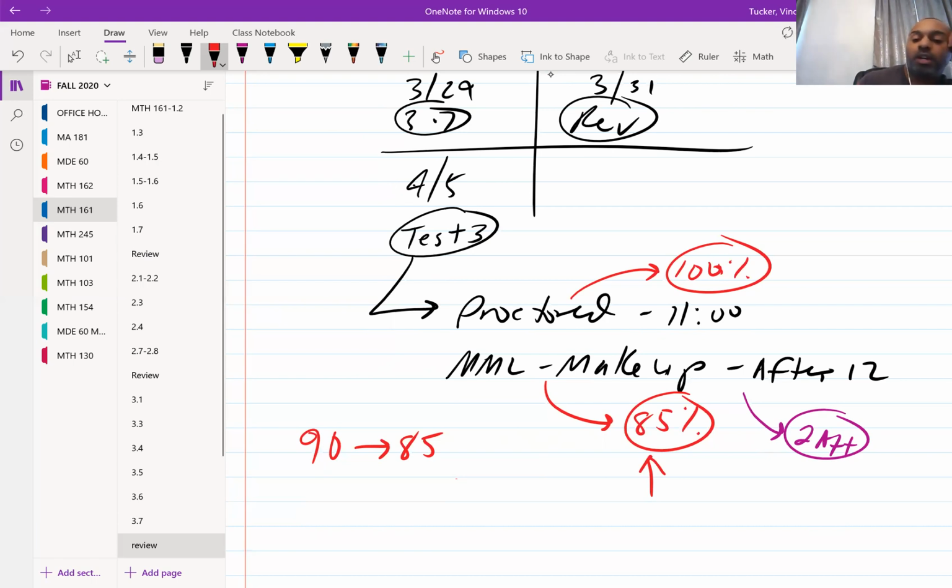So really, it is not preventing anything, as long as you do all your homework. You had 2 tests that were unproctored. So either way, this 85 will not stop you from getting an A out of the class.